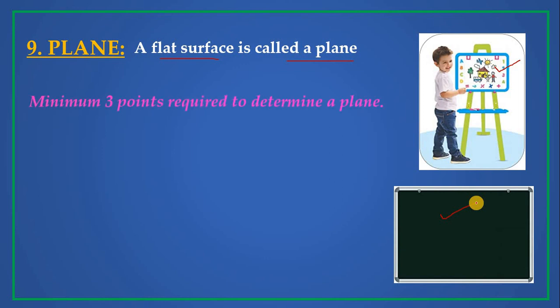Another important thing you want to keep in mind here is that a minimum of 3 points is required to determine a plane. For example, see here, this board. To make this, we need at least 4 points. We have taken 4 points to make this. As we join 4 points, we get this rectangle. I mean the board is in the shape of a rectangle. Similarly, to make a plane minimum we need 3 points. As we join 3 points, we get a triangle. So a triangle requires 3 points. Minimum 3 points are needed to determine a plane.